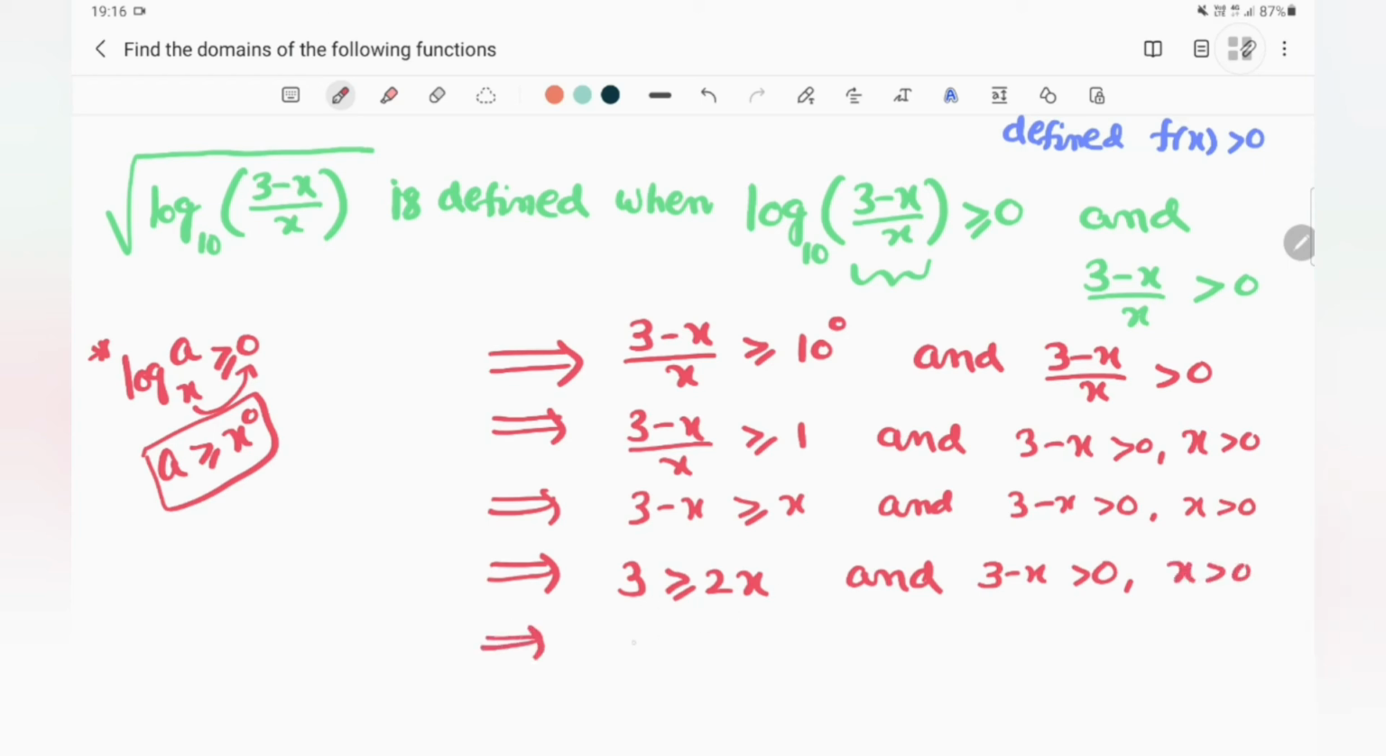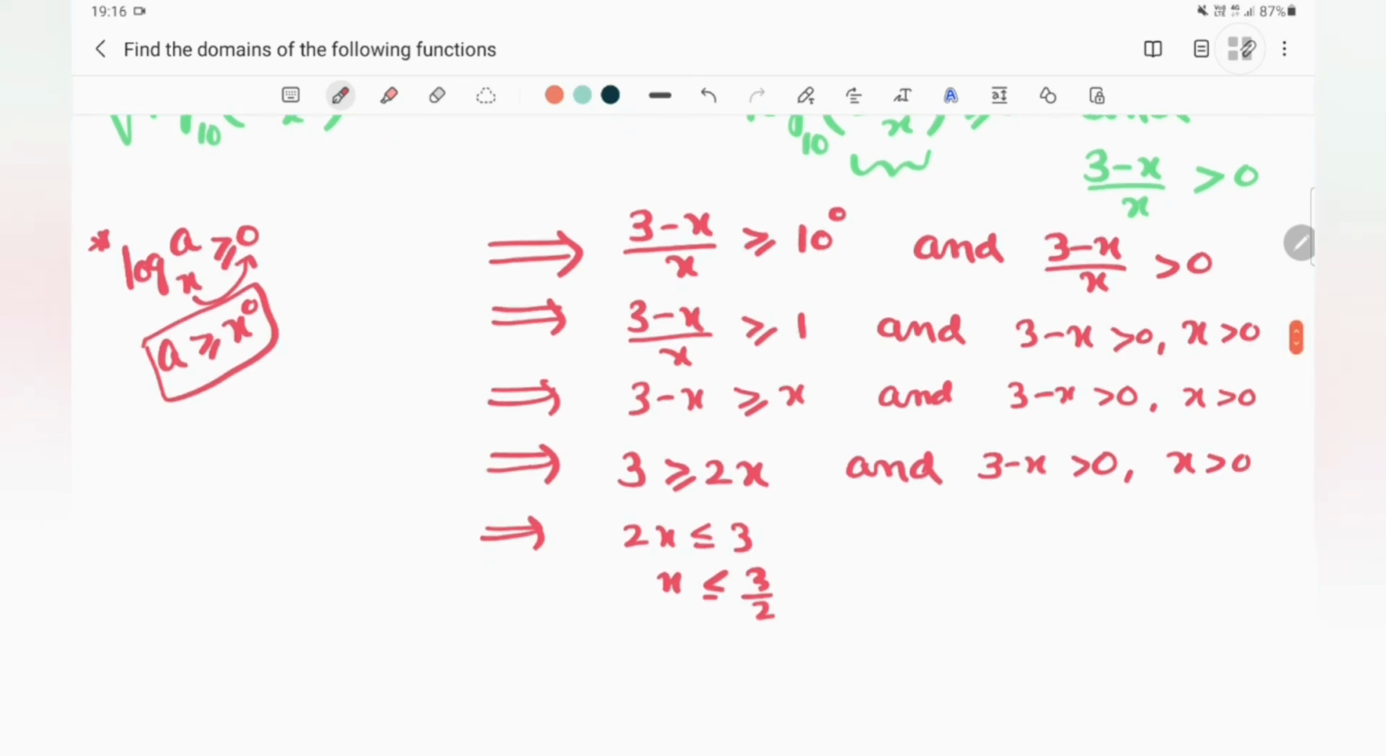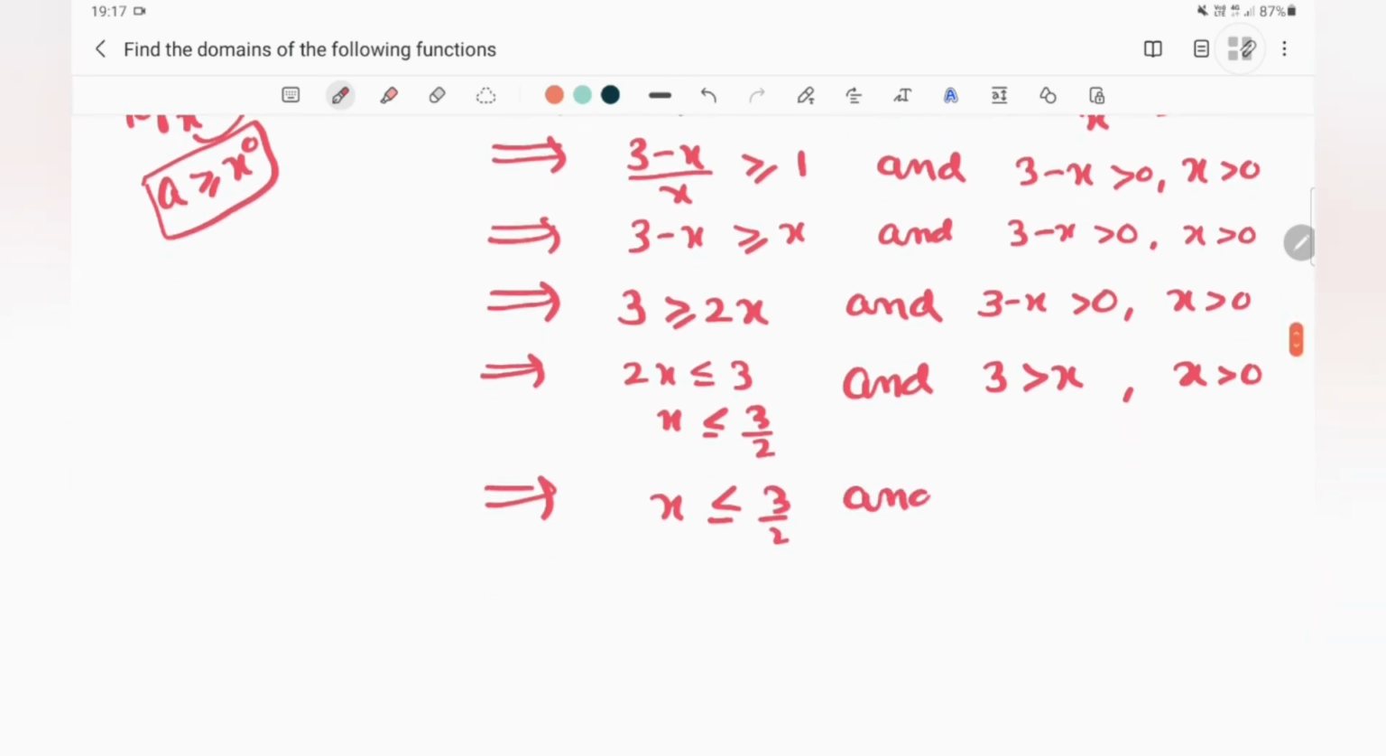3 is greater than or equal to 2x means we can write 2x is less than or equal to 3, and x is obviously less than or equal to 3 by 2. And 3 minus x is greater than 0, that means 3 is greater than x, and x is greater than 0. 3 is greater than x means here x is less than or equal to 3 by 2, and x is greater than 0 means we can write as 0 is less than x also, no?